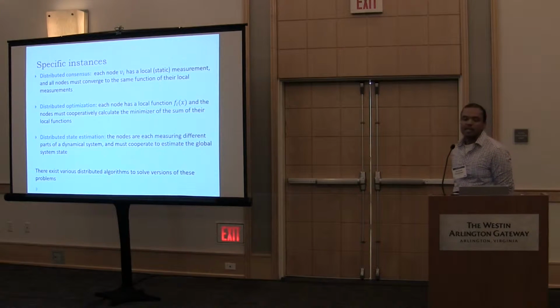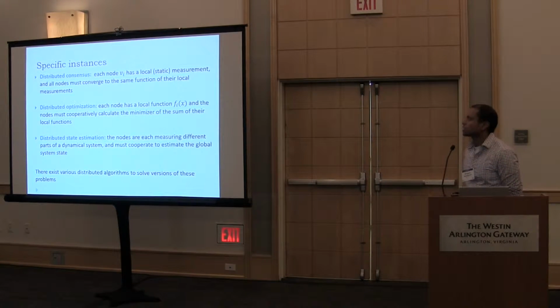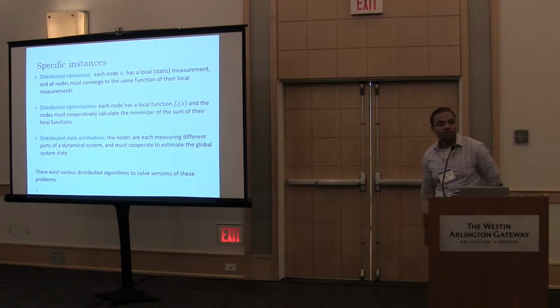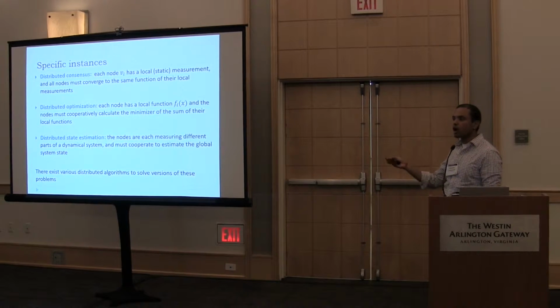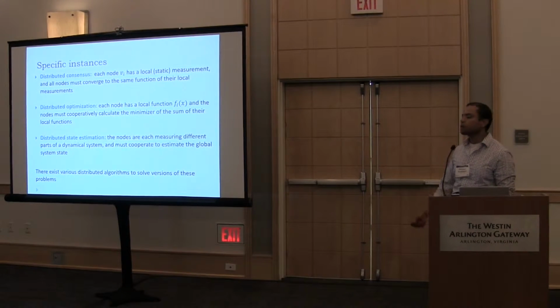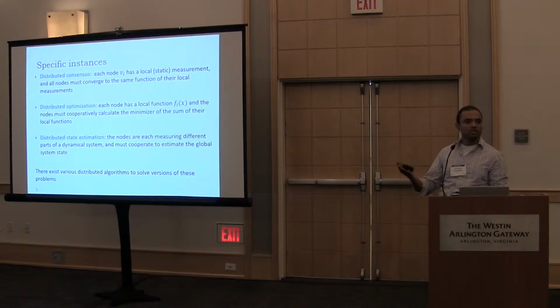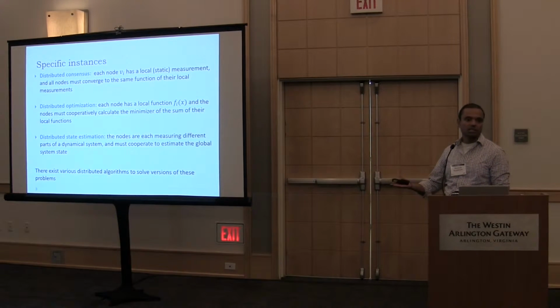Okay, so there are different instances of this problem. For example, in the distributed consensus problem that we've already seen today, each node has some local static measurement, and the nodes have to reach agreement on some function of those measurements. You can look at the distributed optimization problem, where instead each node has a local function. If you're thinking about the power generator context, each node may have a cost of generating a certain amount of power, and the nodes must cooperatively figure out what is the global vector that minimizes the sum of all these costs.